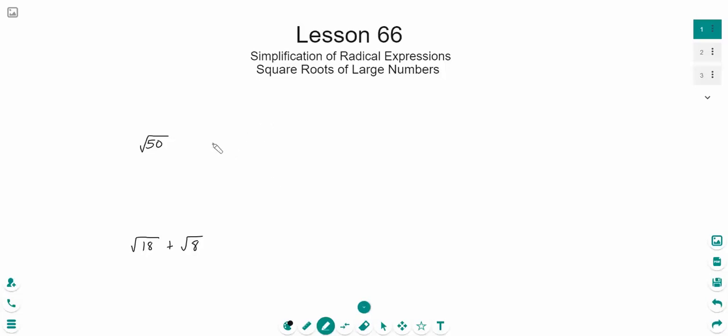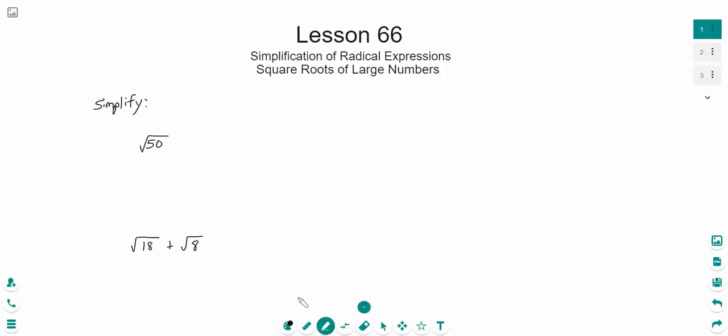So let's get started. Let's look at the square root of 50. We're just going to take this as a practice problem, just a little bit of a review on what we've learned so far regarding square roots. So if I take the square root of 50 and I tell you to simplify this, recall the steps that we used to do that.